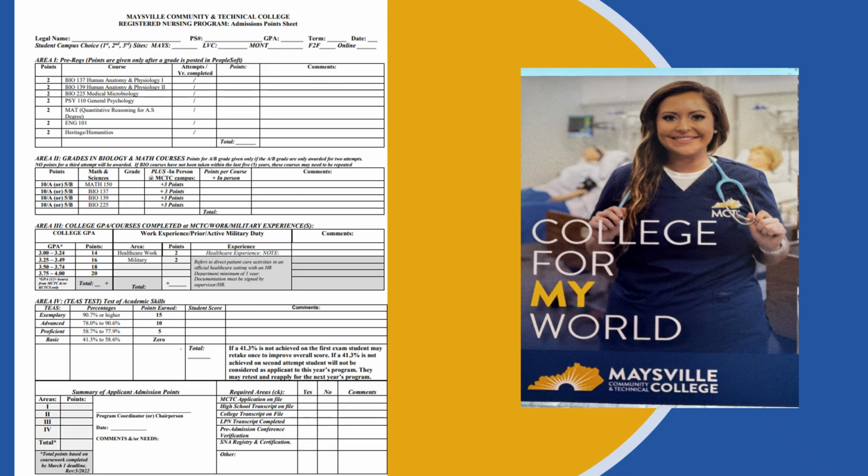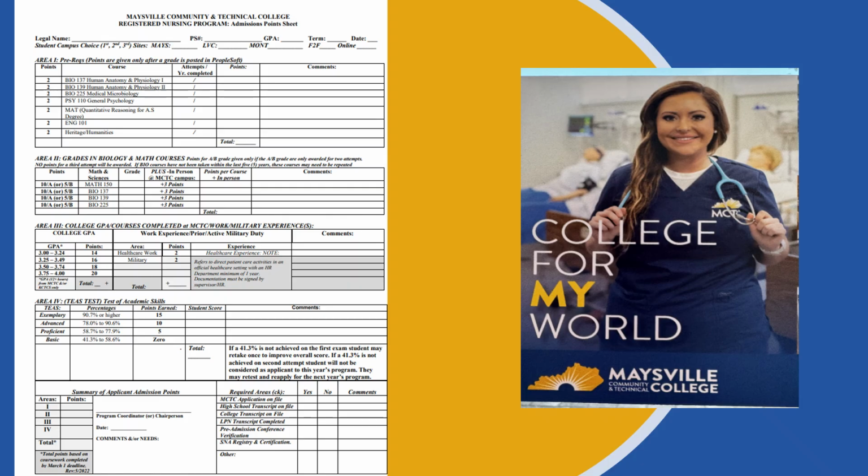So we go through those and see that you've taken those, and you can get up to 14 points in that category for the classes taken. We take those points and put it down at the bottom of the sheets when it says summary of applicant admission points, and we put the points in area 1. Then we move down to area 2, and that's grades for your bio and math courses.